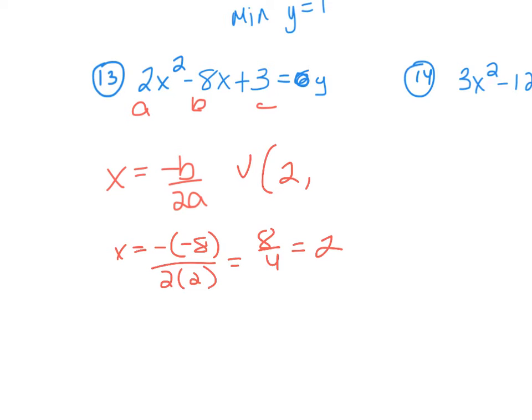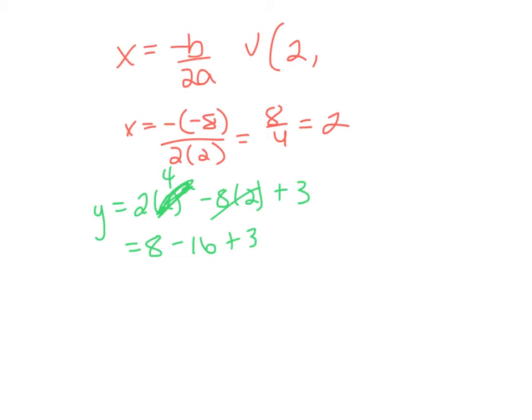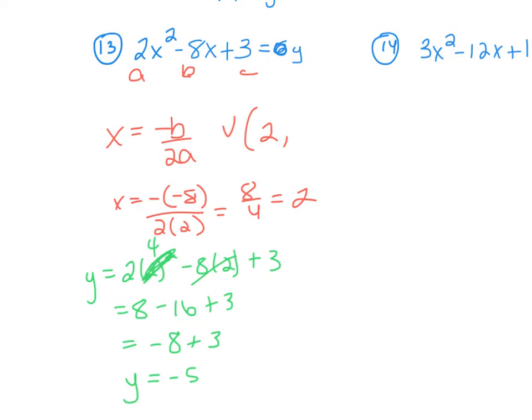How do I find the y? You plug it in now. So I have 2 times 2 squared minus 8 times 2 plus 3. 2 squared is 4, and 4 times 2 is 8. So I have 8 minus 16 plus 3. What's 8 minus 16? Negative 8, plus 3 is negative 5. So my vertex is at 2, comma, negative 5.